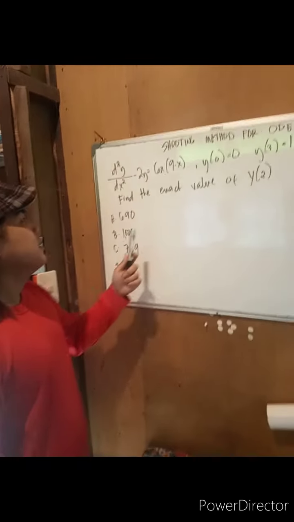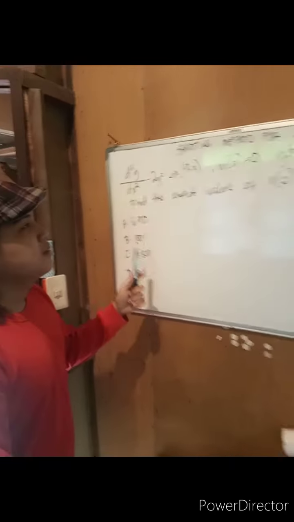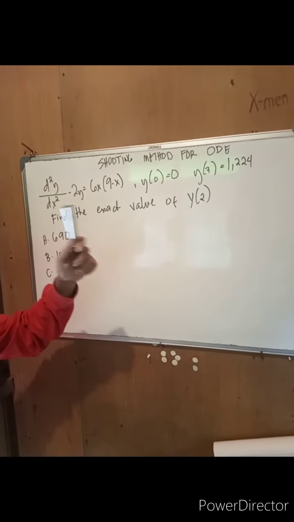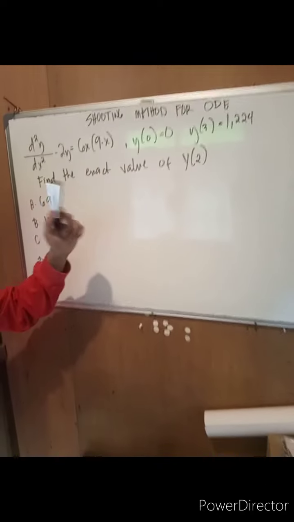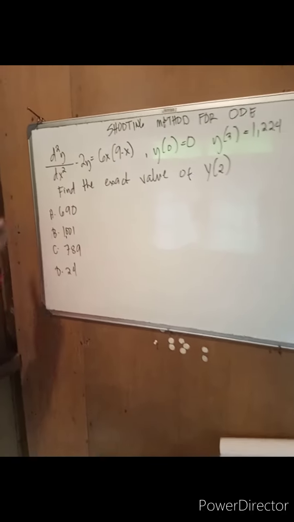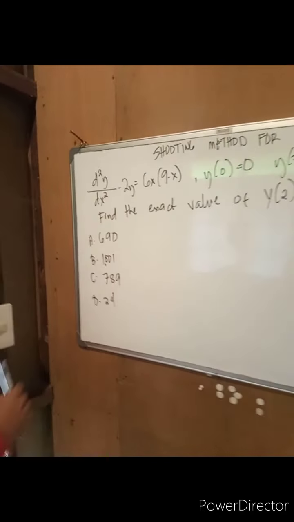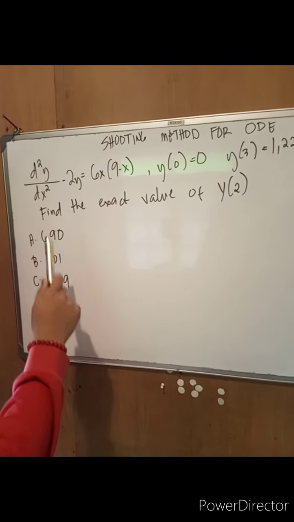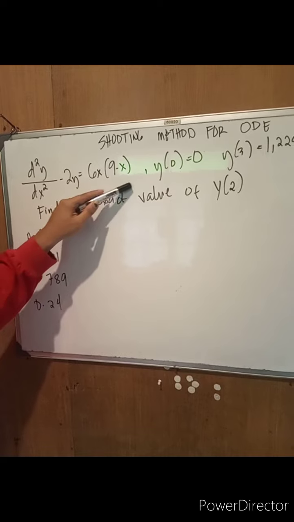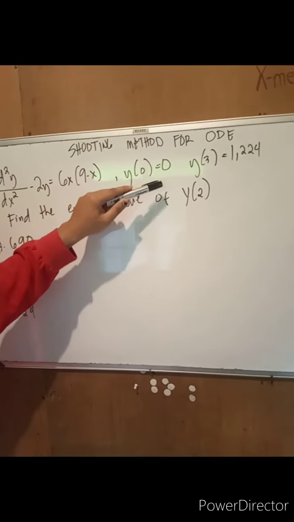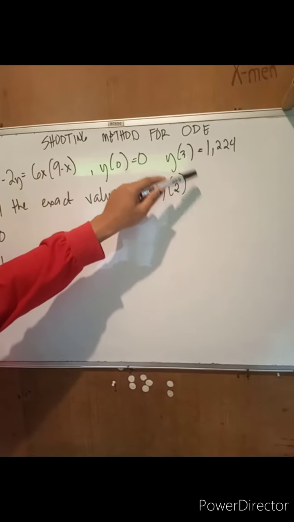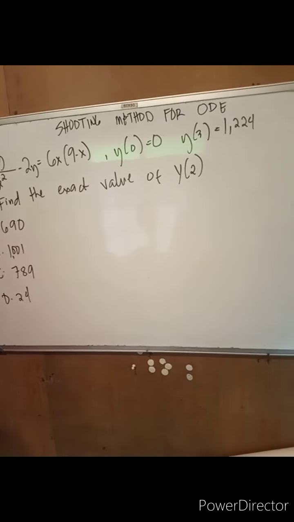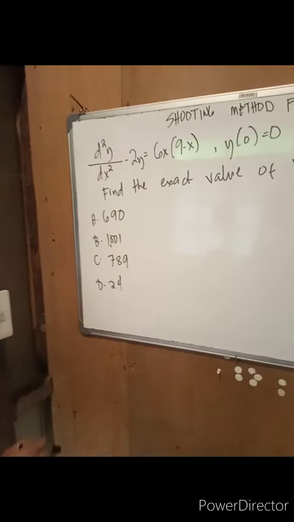Okay. Ngayon, mag-solve tayo ng problem ng shooting method for ODE or ordinary differential equation. Ito yung question: d squared y over dx squared minus 2y is equal to 6x times (9 minus x), where y sub 0 is equal to 0 and y sub 3 is equal to 1224. Find the exact value of y2. So, ito yung mga papilian niya. Choices.